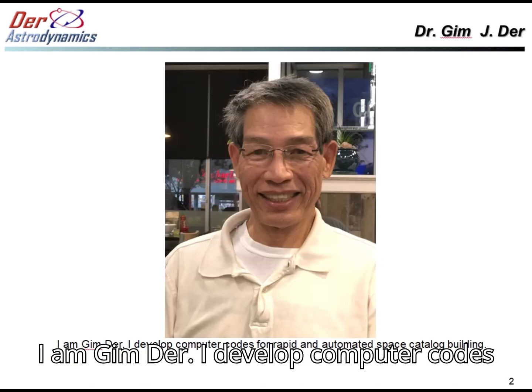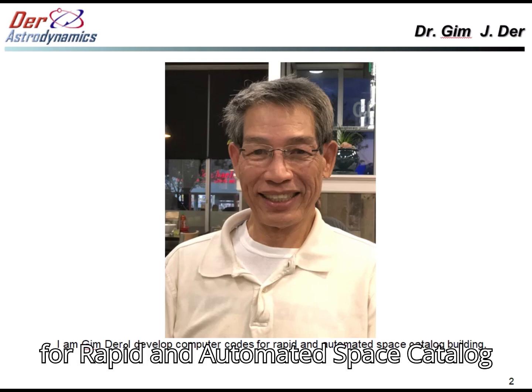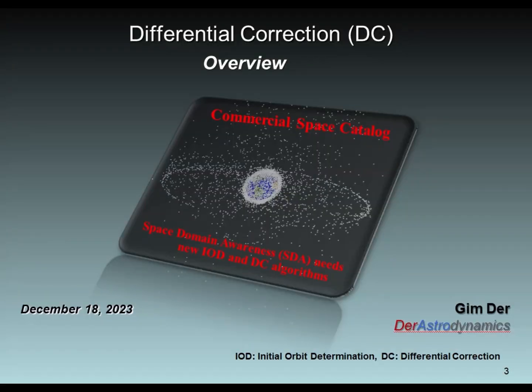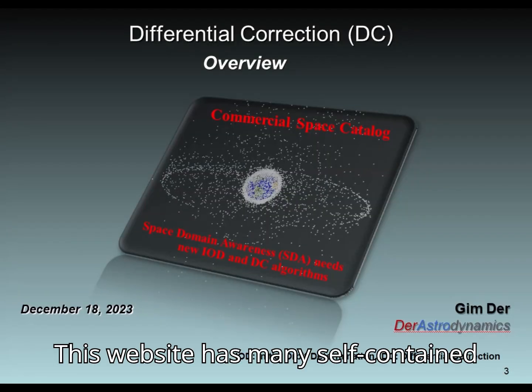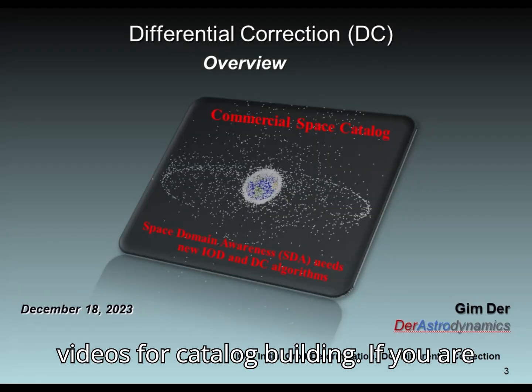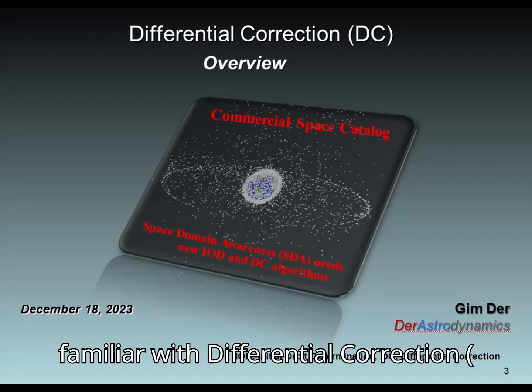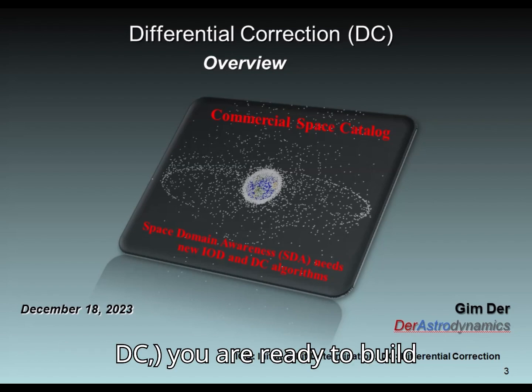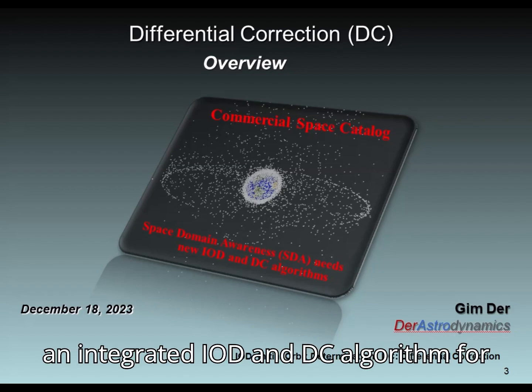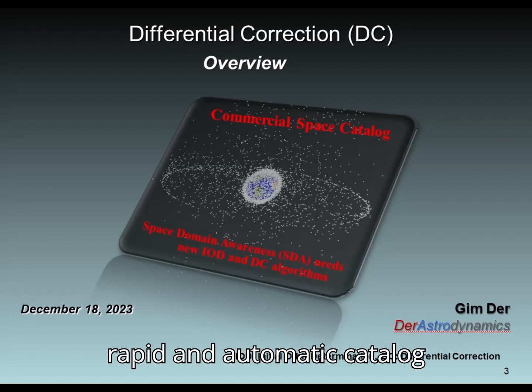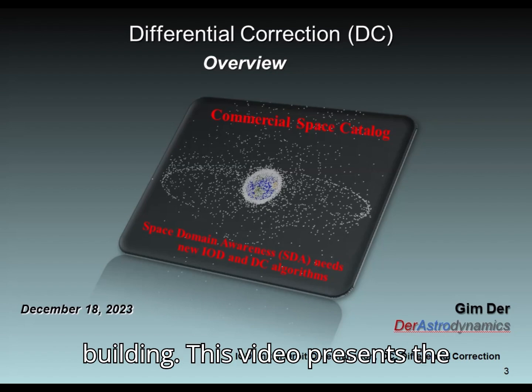I am Jim De. I develop computer codes for rapid and automated space catalog building. This website has many self-contained videos for catalog building. If you are familiar with differential correction, DC, you are ready to build an integrated IOD and DC algorithm for rapid and automatic catalog building.